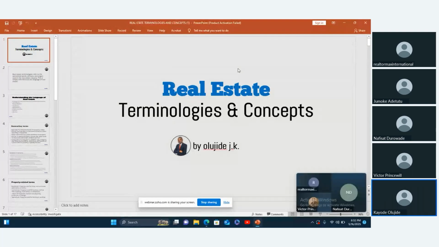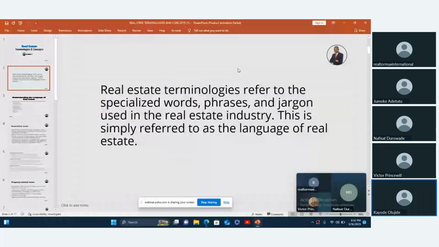What does terminologies in real estate refer to? What does it mean? Real estate terminologies refer to the specialized words, phrases, and jargons used in the real estate industry. That is just the simple definition of real estate terminologies, the language of the real estate.